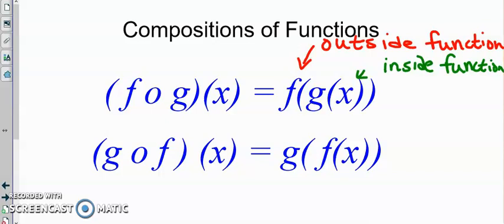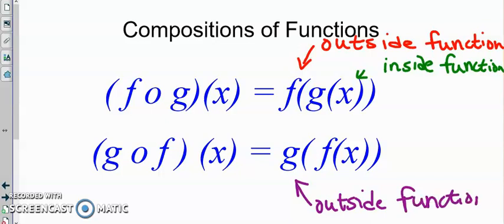And again here for the second one, the g of x, or the g function, is the outside function. Because if you look at it, it's just outside of the parenthesis. It's outside of the parenthesis itself. And then our f of x function is our inside function, because it's inside the parenthesis. So f of x, g of x, these are the outside functions. These are your inside functions.